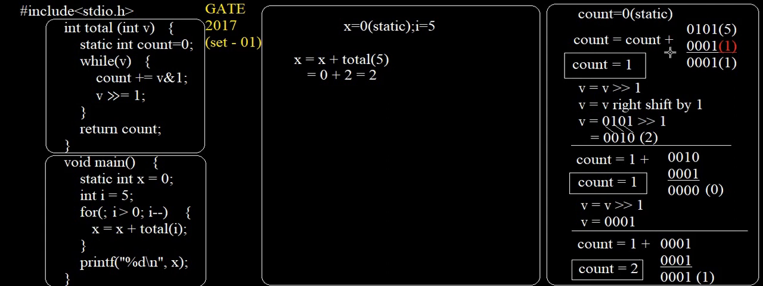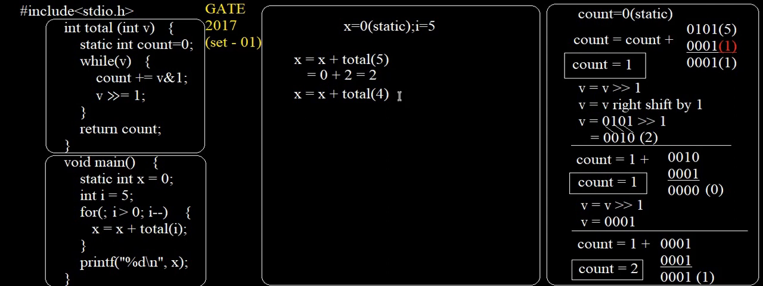It is the execution of total of 5. Total of 5 value is 2, so 2 plus 0 is equal to 2. X has the value of 0, so 0 plus 2 gives you 2. Now if we come to the for loop, now I is decremented by 1. Now I becomes 4, because previously the I value was 5, and we place this 4 in this place, because 4 is greater than 0. It becomes true, and we have to execute this statement: x equals x plus total of 4.